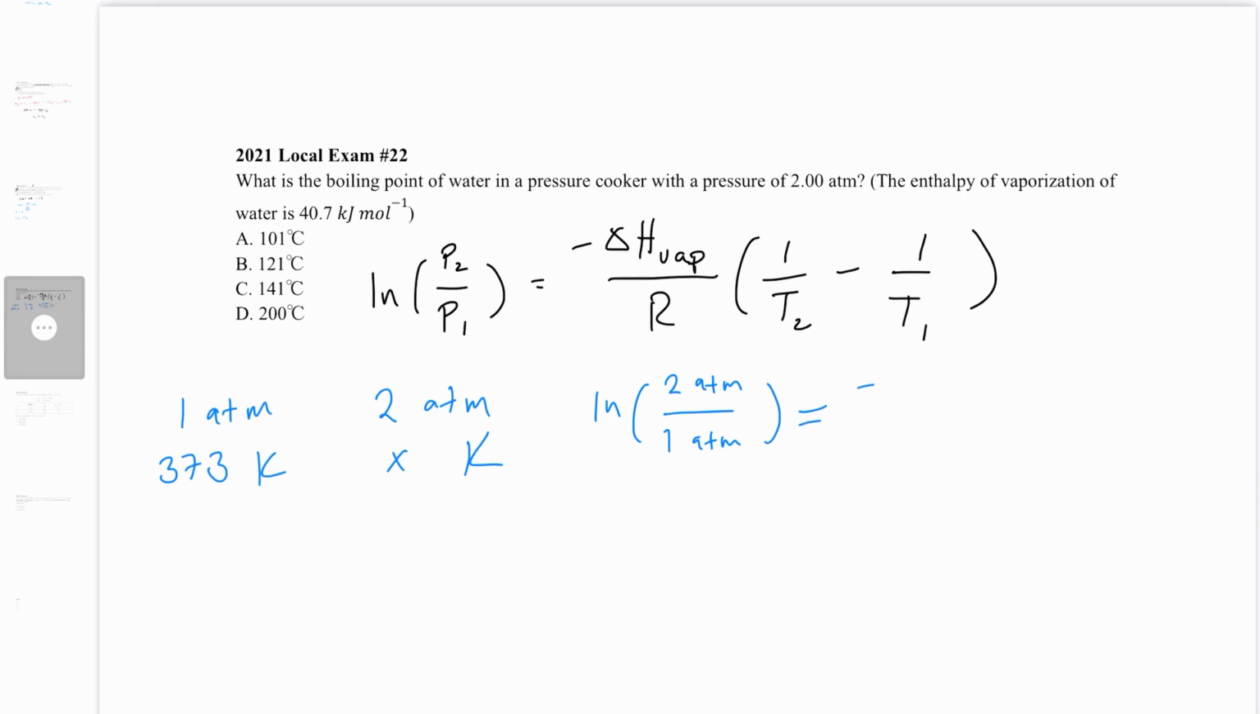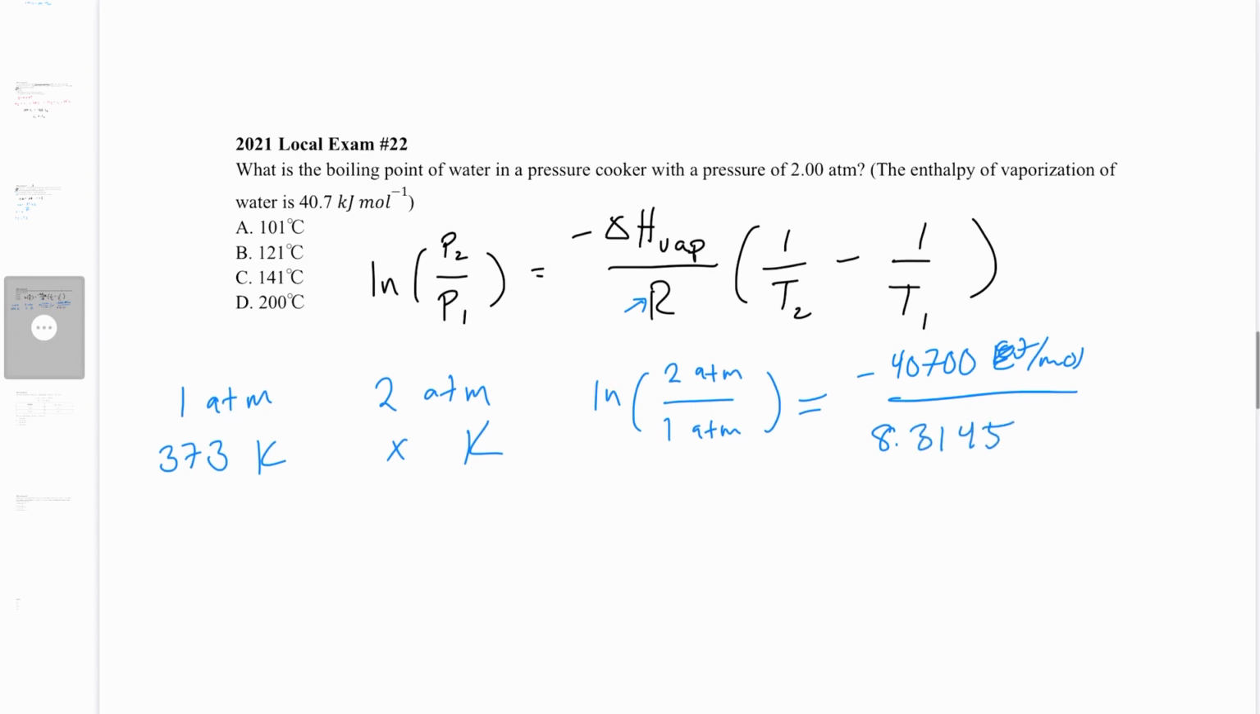The gas constant that you're going to end up using, your R here, has a unit of joules. So you're going to want to turn your kilojoules into joules, so 40,700 joules per mole, over R, which is 8.3145, plus some other units. And then it's multiplied by 1 over T2 minus 1 over T1. I'll just write that here. So 1 over T2, T2 is what we're trying to find, and 1 over 373 Kelvin. And all you have to do from here is solve for X.